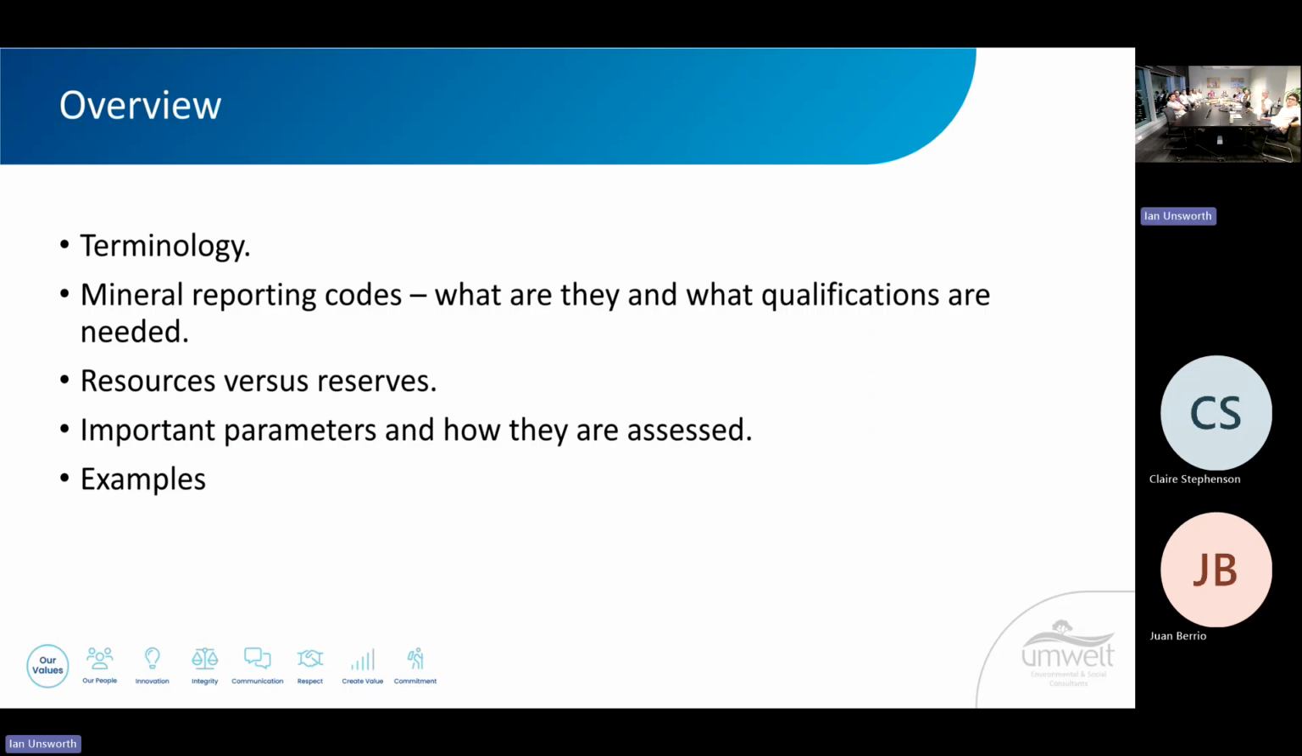So we just want to do a bit of terminology: mineral reporting codes. What are they? Resources, reserves. There is a difference. And important parameters and how we assess them, with some examples.